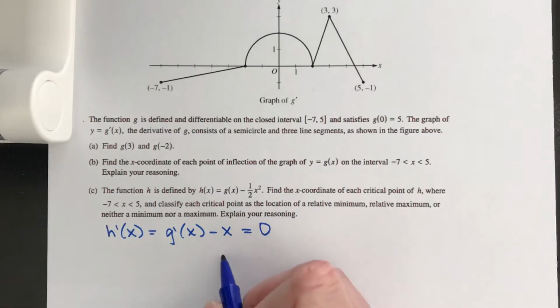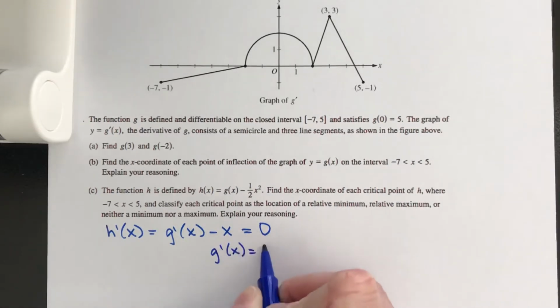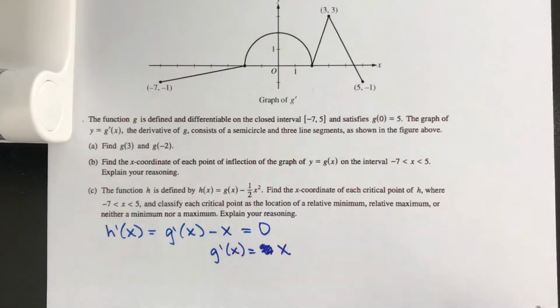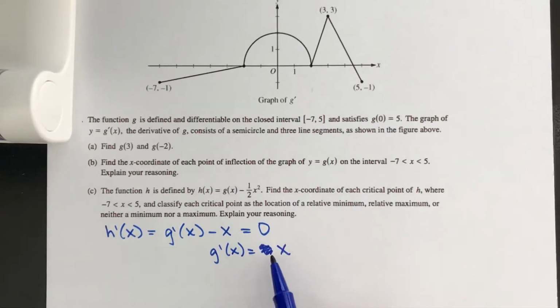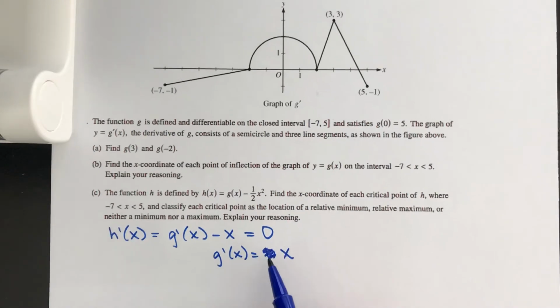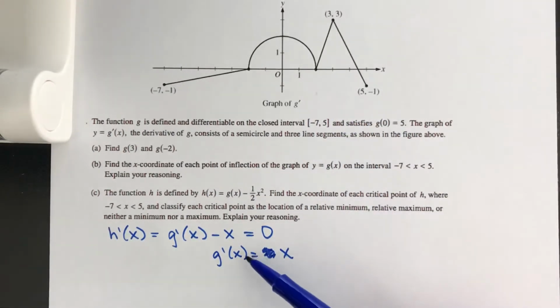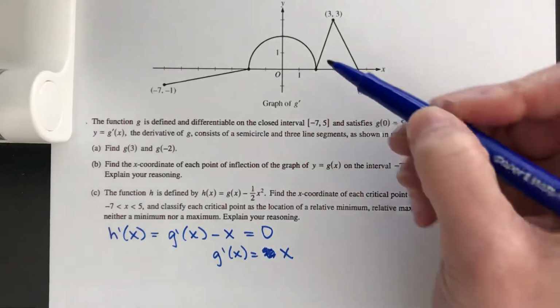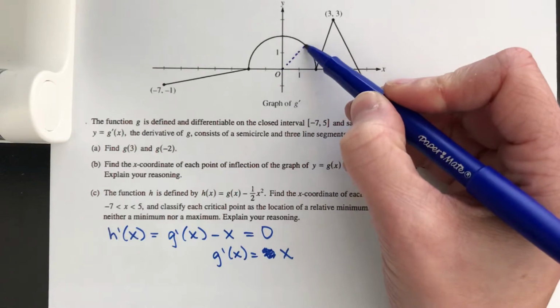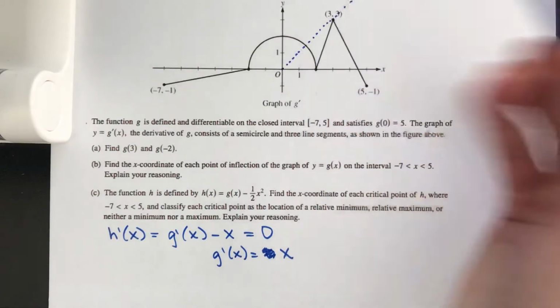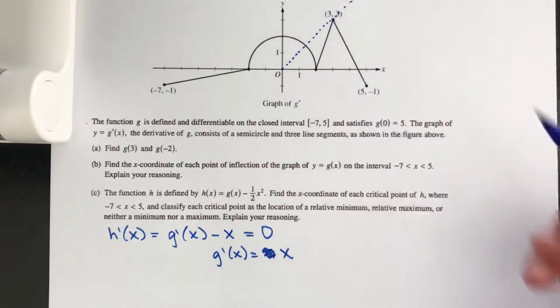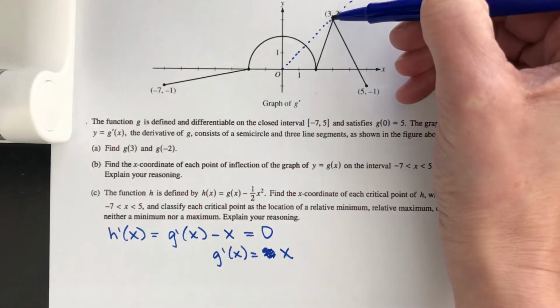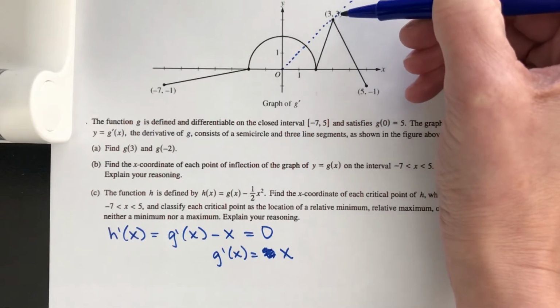This is telling us that when g prime of x equals x, that is where h prime is going to have a critical point. So we need to find the points where this occurs. We're given the graph of g prime, and when g prime of x equals x, that's the same thing as saying when your y value equals your x value. If I draw a dotted line as best I can, you can already see one of the answers: x equals 3, because 3 is the x value and y is the x value, which is g prime of x.